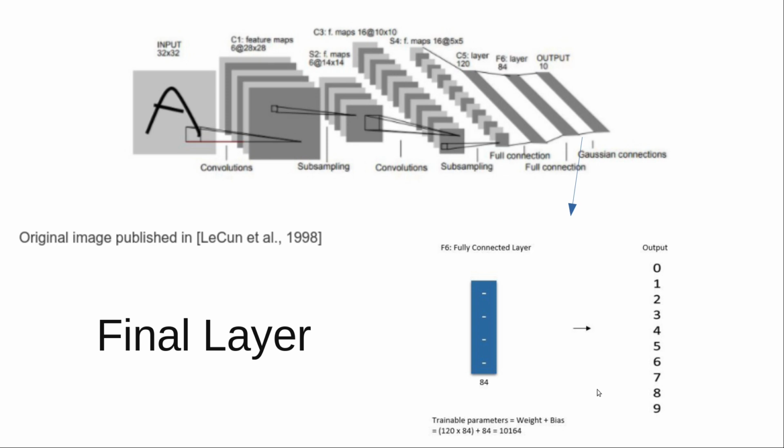Remember again, LeNet 5 was specifically designed for the MNIST data set, and that's why for the output layer I have 10 classes. And again, these parameters are coming from the previous layer. There were 84 of them, and the total trainable parameters is 10,164 here again.